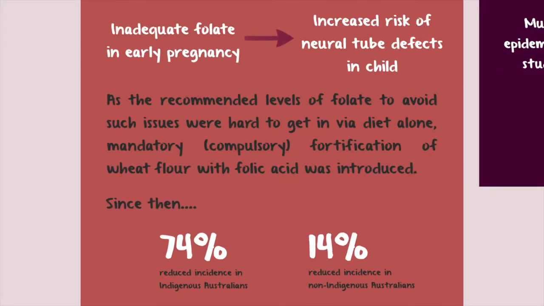For example, it was identified that inadequate intake of folate in the first few weeks of pregnancy increased the incidence of neural tube defects in newborns. As recommended levels of folate were difficult to acquire from the diet, mandatory or compulsory fortification of wheat flour with folic acid was introduced. Since then, the incidence of neural tube defects has decreased by 74% and 14% amongst Indigenous and non-Indigenous females respectively within Australia.